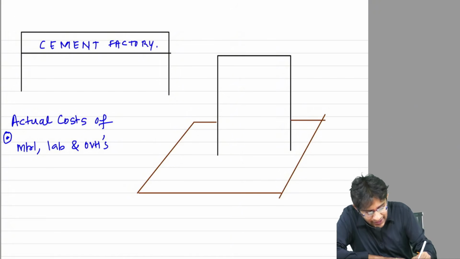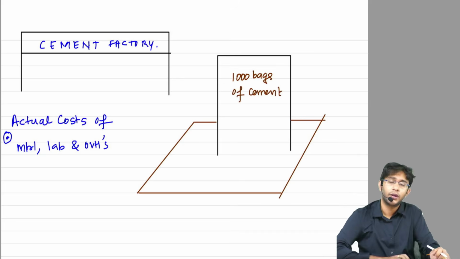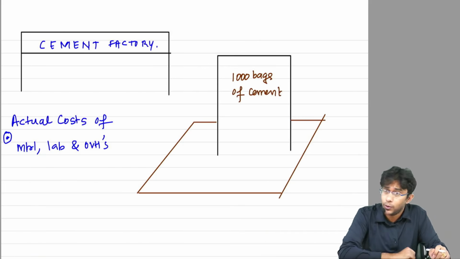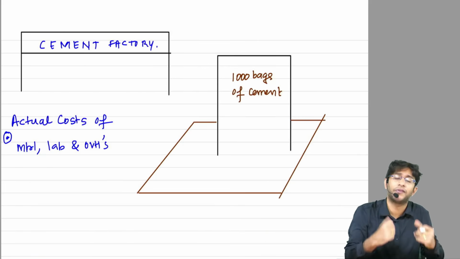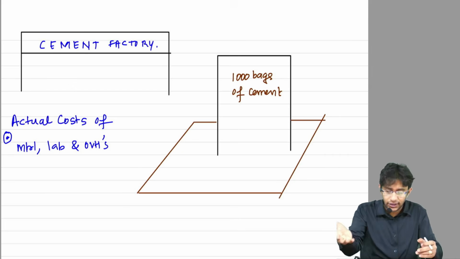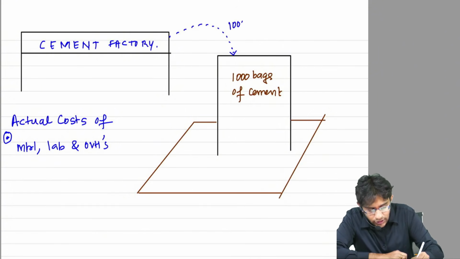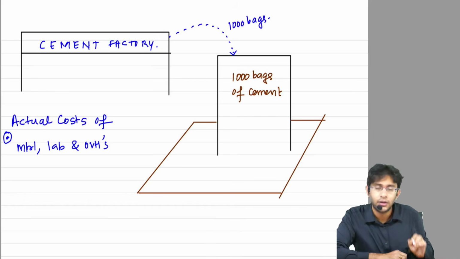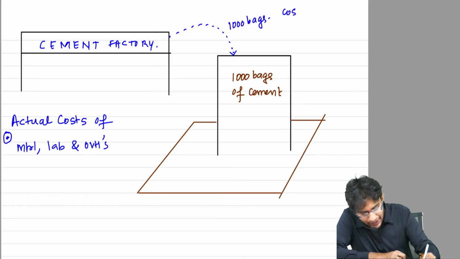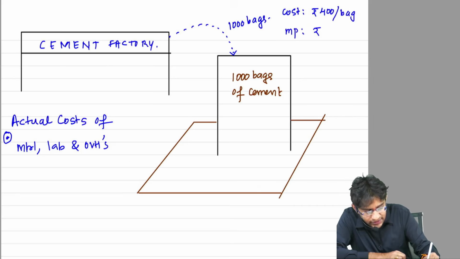Now, for this I need 1000 bags of cement. What will I do? I go to the market and buy cement and come? No, because I myself am a cement manufacturing company. So what will I do? I will take from my godown and I'll use it. So what I would have done from our cement factory, I would have taken 1000 bags of cement. Now the question is, if the cost of 1000 bags is rupees 400 per bag, but market price is 600 rupees per bag.